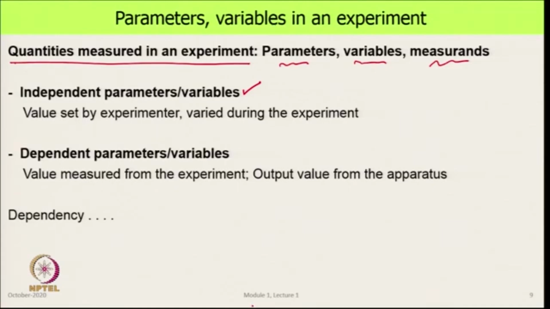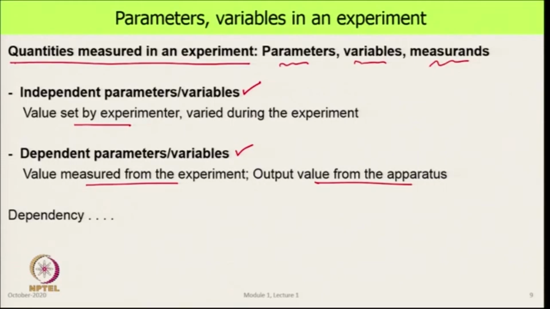So, I want to measure something at this value. You set that, measure it and say this is what I have set it at, and now because of that parameter, what is the change in the other parameters that I am measuring? Those are the dependent parameters. Both values are coming from measurements from the experiment, except that one is set by the experimenter, the other is an output from the apparatus.